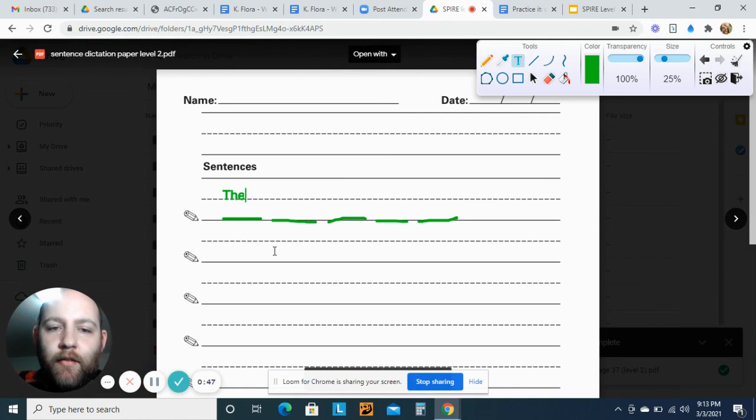The wet mud did squish. Now this one has that qu sound in the middle there. So s, qu, i, sh. Did you guys spell that correctly? Did you remember to put the QU in squish? Excellent job. All right, now we're ready for the next sentence.